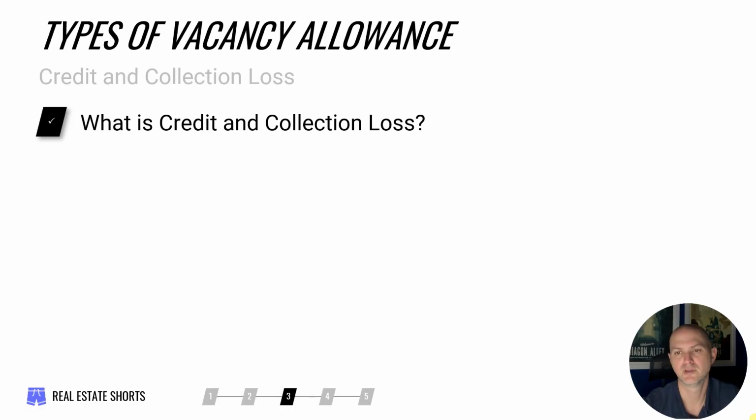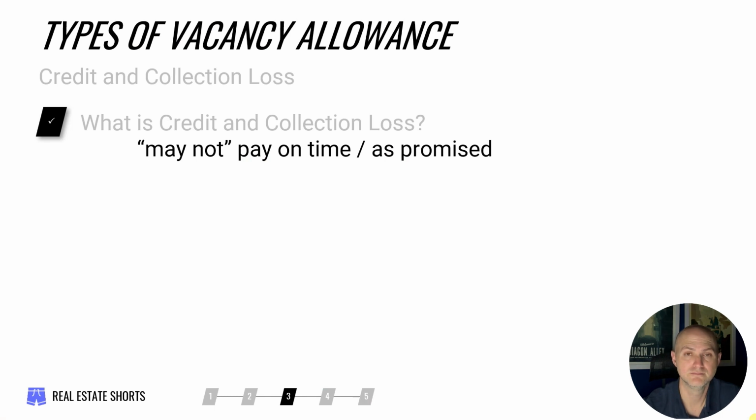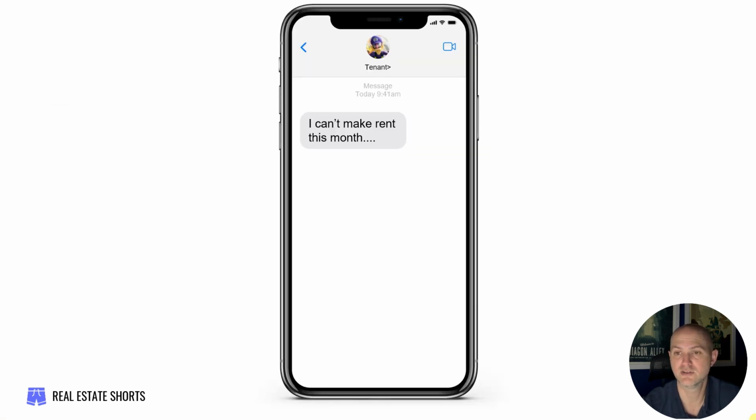Now let's take a look at credit and collection loss. So first, again, let's define it. What is it? This is the idea that your tenant may not pay. What if they are on the verge of bankruptcy, right? They may not pay on time. They may not pay as contracted or as promised. Maybe they go out of business and they require some kind of collections, right?